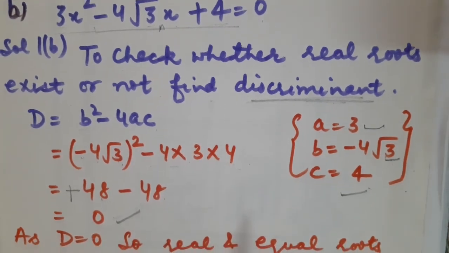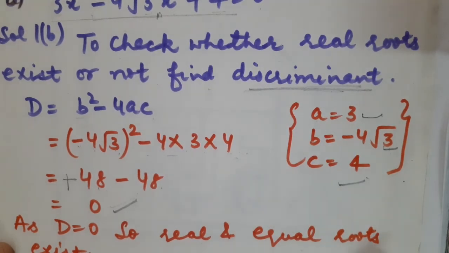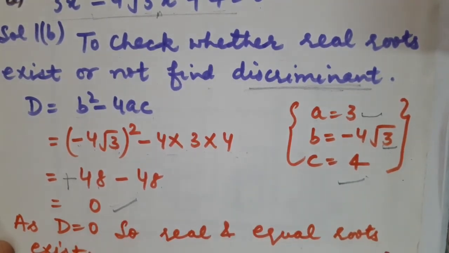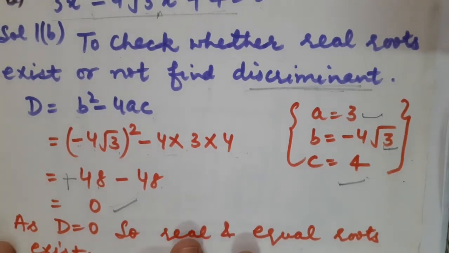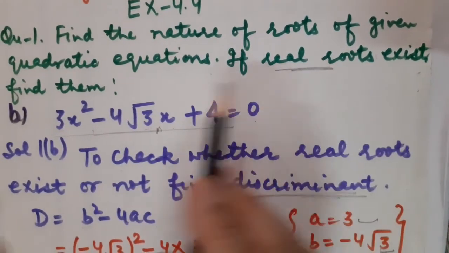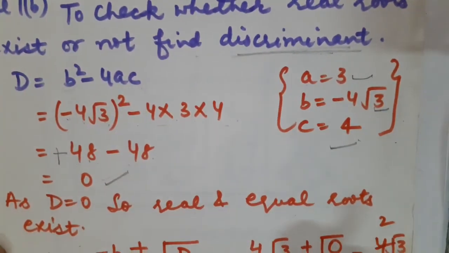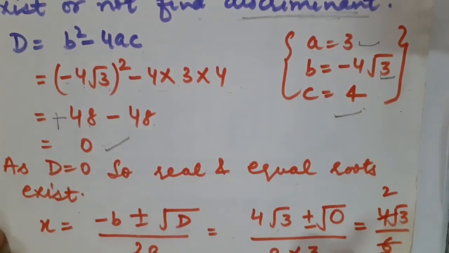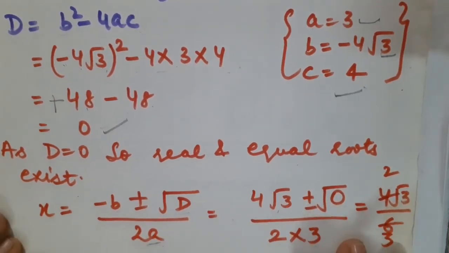Children, suppose I had got D less than 0, then you would simply finish this solution by saying that real roots will not exist, only imaginary roots will exist. Fine. Because what is said in the question? If real roots exist, then and only then you have to find them. Correct? But here we get D equal to 0. So definitely real roots exist and of course the roots will be equal. Correct? So now find them.